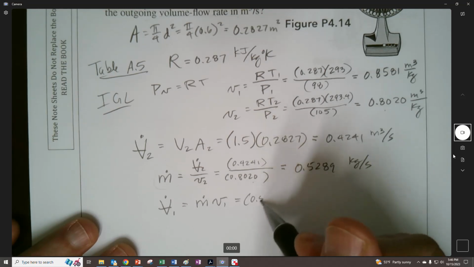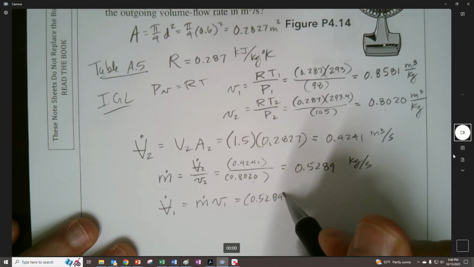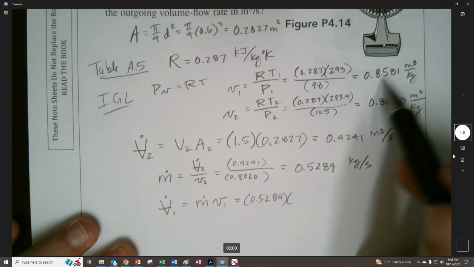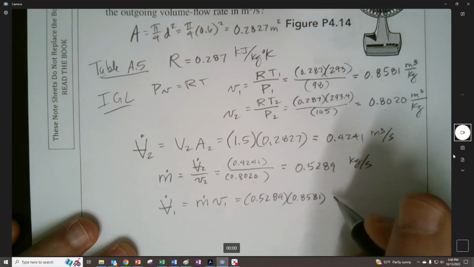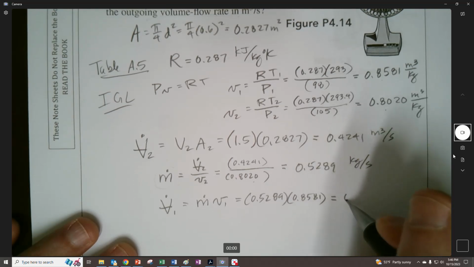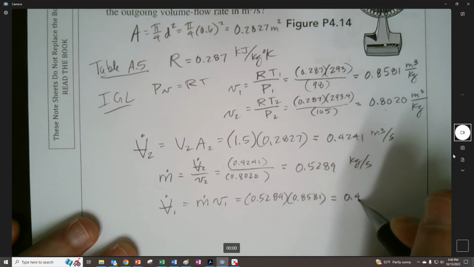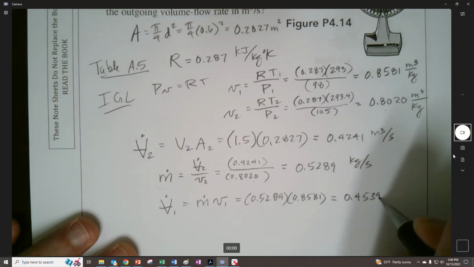So 0.5289, and now multiply it by 0.8581, and you get 0.4539 cubic meters per second.